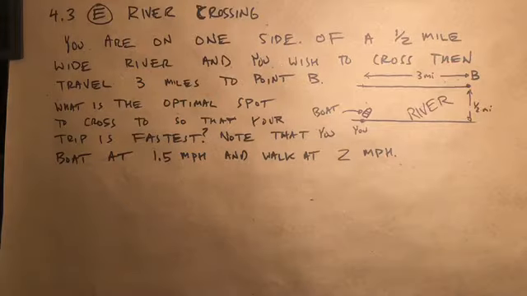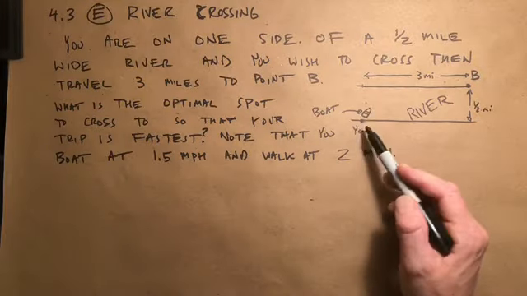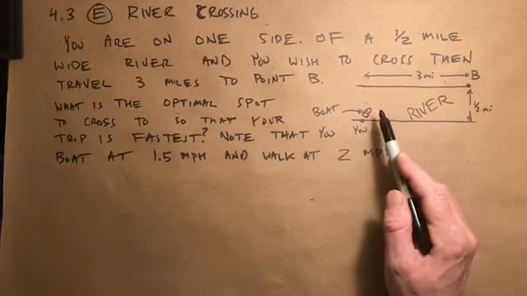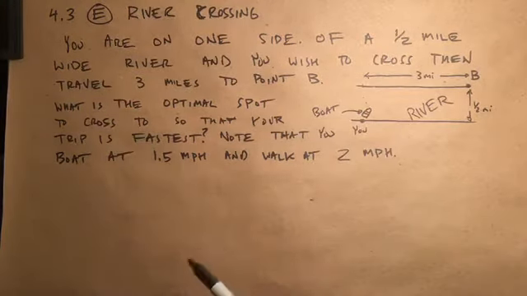All right, friends, we have section 4.3, letter E, and this problem is called river crossing. The problem is you're on one side of a half-mile wide river, and you wish to cross, then travel 3 miles to point B. Now, this is you, and I didn't say that you have a boat, but yes, you have a boat to start out. What is the optimal spot to cross to so that your trip is fastest?